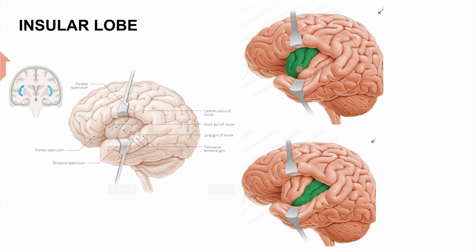The posterior insula is principally involved in processing somatic, auditory, and motor information. The insula plays an important role in cognition, emotion, and motivation.